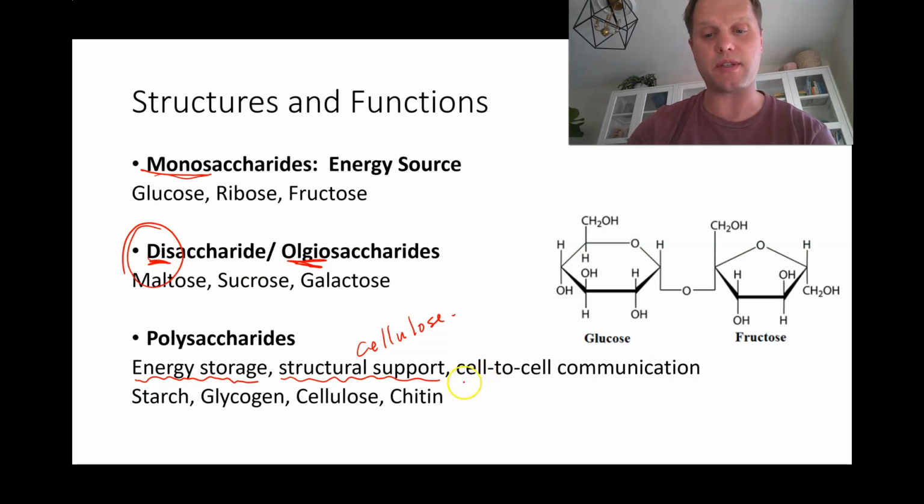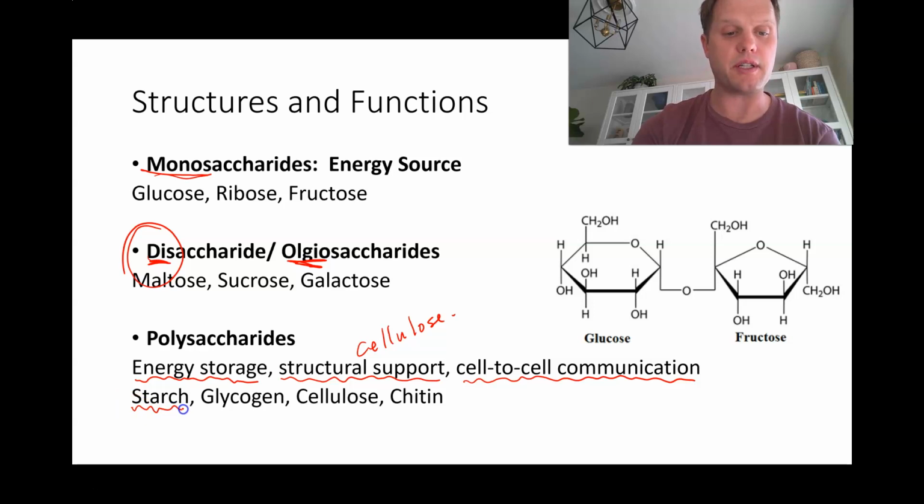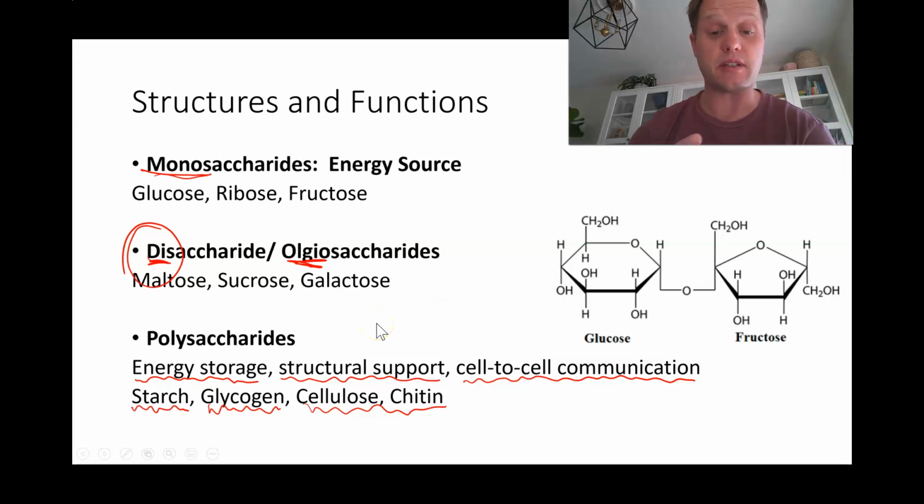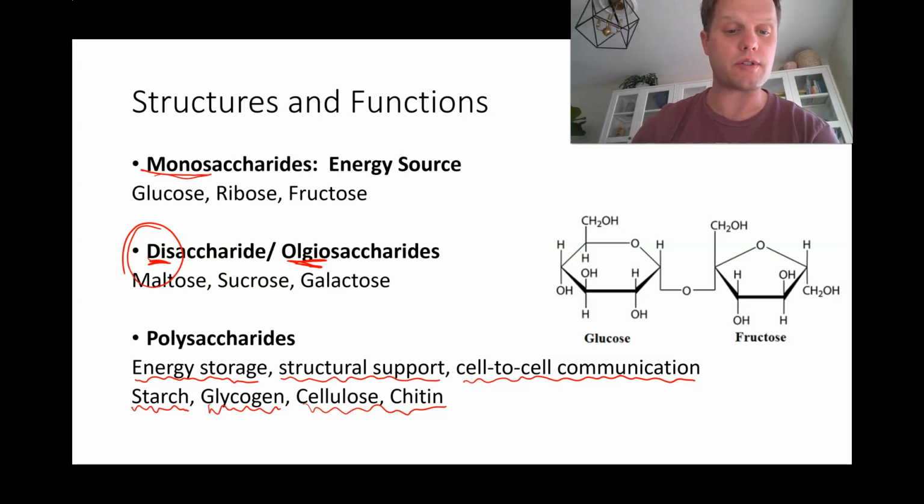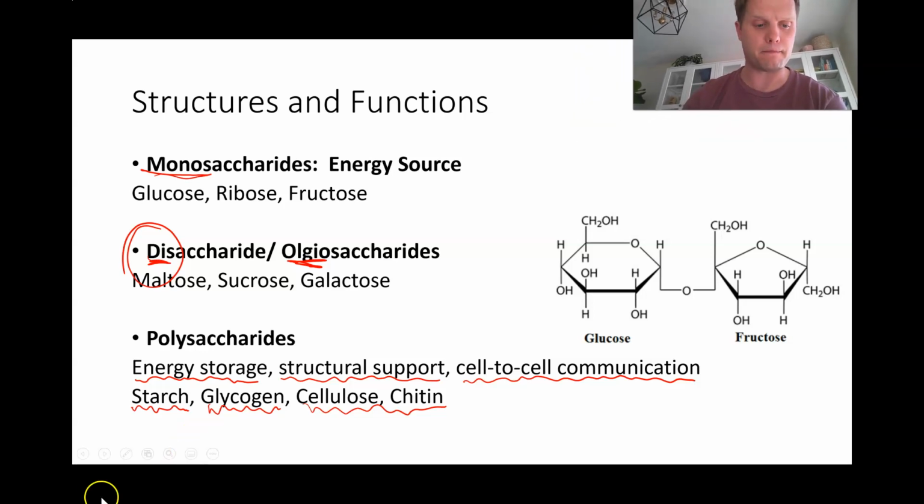It's also used in cell-to-cell communication. So some of these things are used on the surface of cells to communicate between cells. Starch, which is an energy storage thing in plants. Glycogen is what's stored in our liver. Cellulose and chitin. So cellulose is used in plants. Chitin, we're going to learn, is used in shellfish. And it is made out of sugars, and it's just a slightly different bond, and you go from an energy storage source to a structural support.